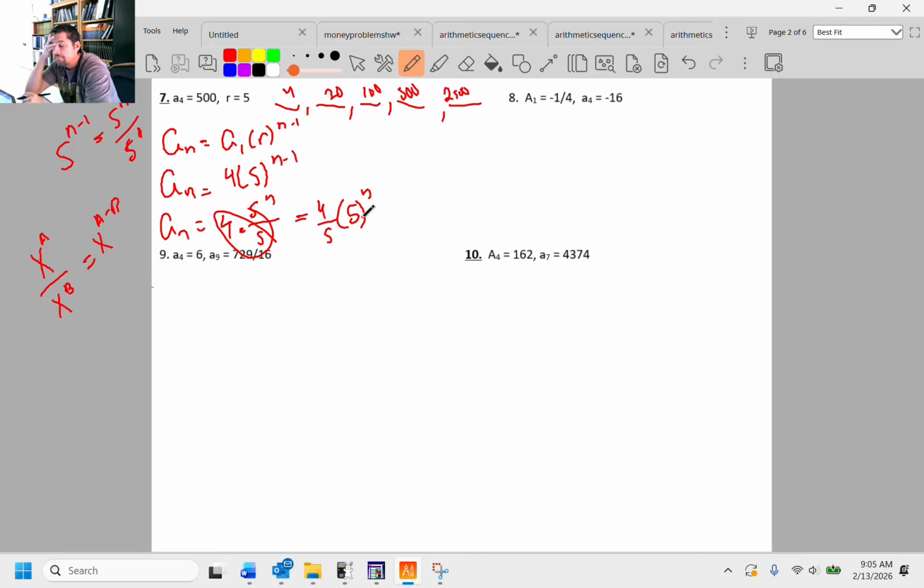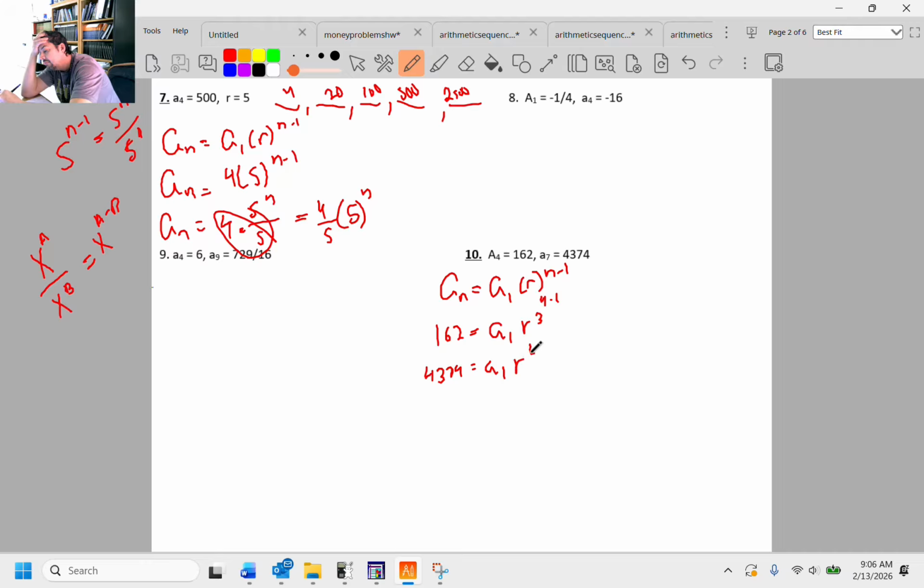But I want to show you the algebra. So I'm going to plug everything I have into the explicit rule. That a sub n is the first term times r raised to the n minus 1. Now, I happen to have 162 when n is 4. Think about 4 minus 1, so r cubed. And I happen to have 4,374 when n is 7, and 7 minus 1 is 6.